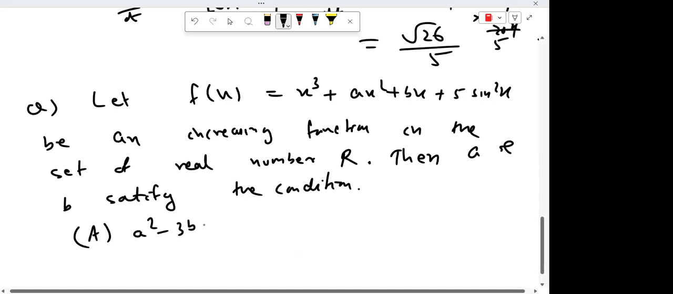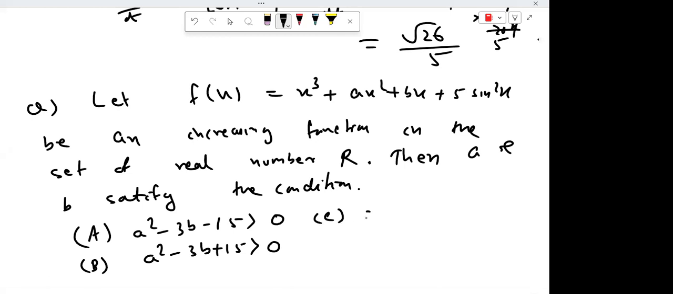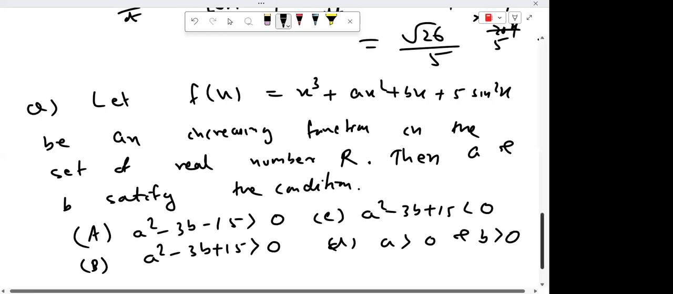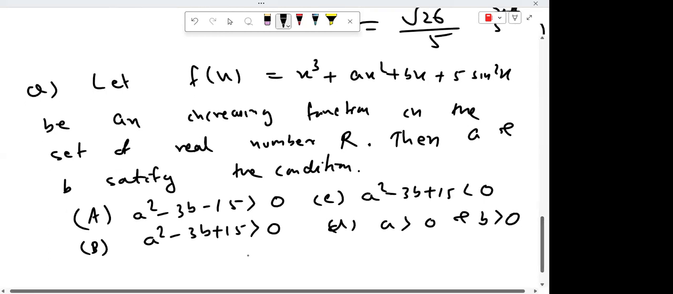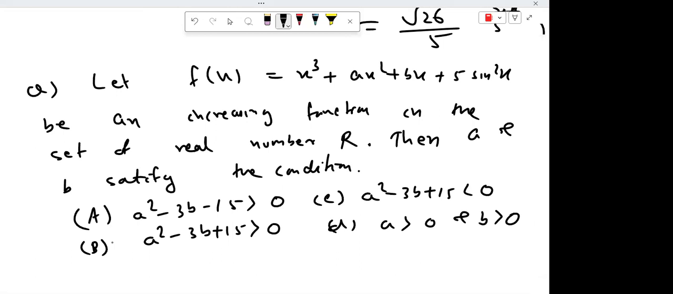a square minus 3b minus 15 greater than 0, a square minus 3b plus 15 greater than 0, a square minus 3b plus 15 less than 0, a more than 0 and b more than 0. Okay, think how to solve this. Increasing means the differentiation should be positive, right?